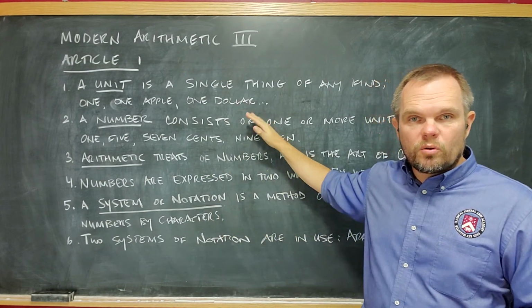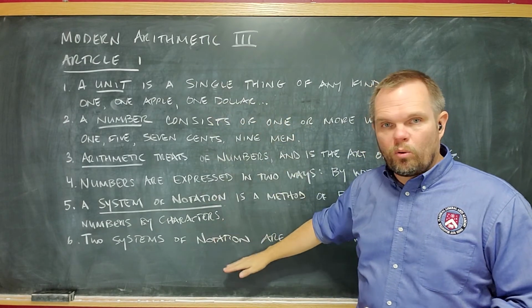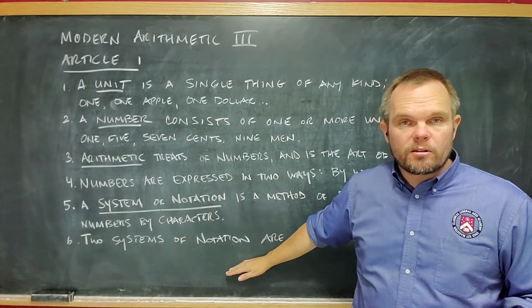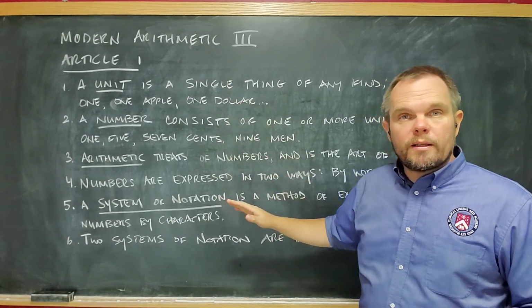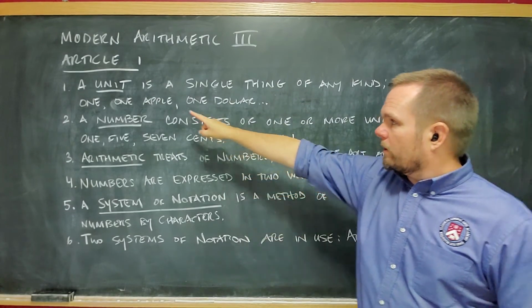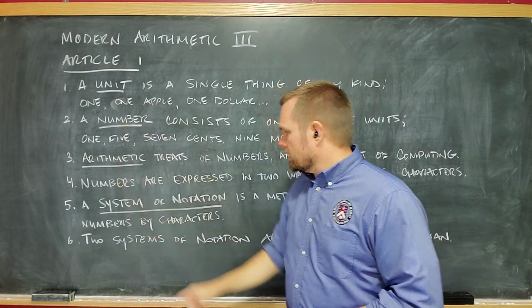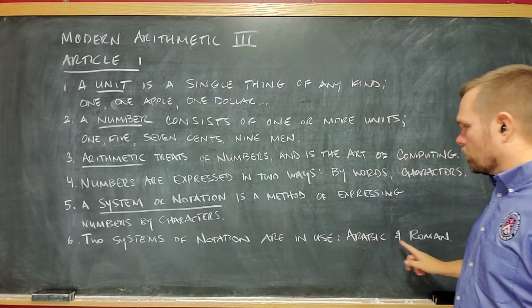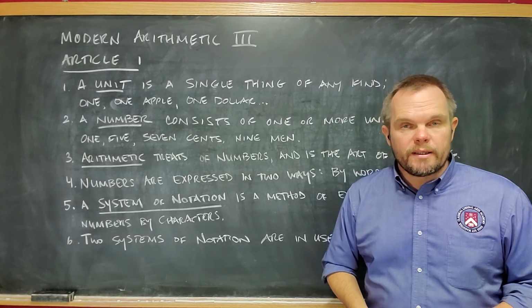Okay, so make sure you take time to learn each of these 6 points. The best way to learn it is by memorization, but you need to make sure that when we start our next lesson, you know these things, and when you see these words like unit, number, arithmetic, Arabic, Roman, you need to make sure that you know what those words mean. All right?